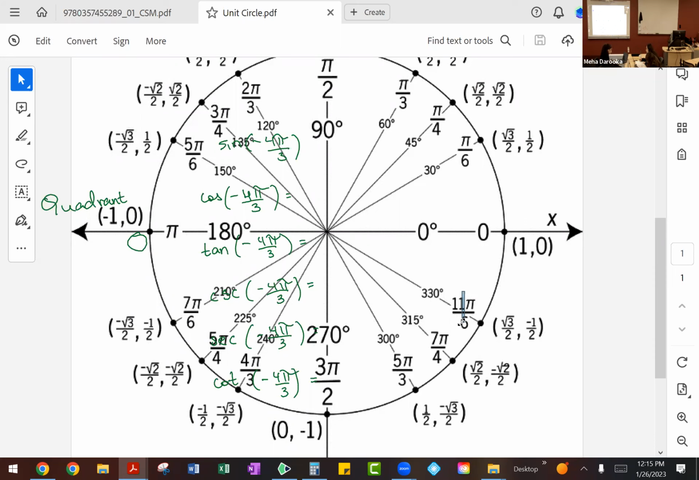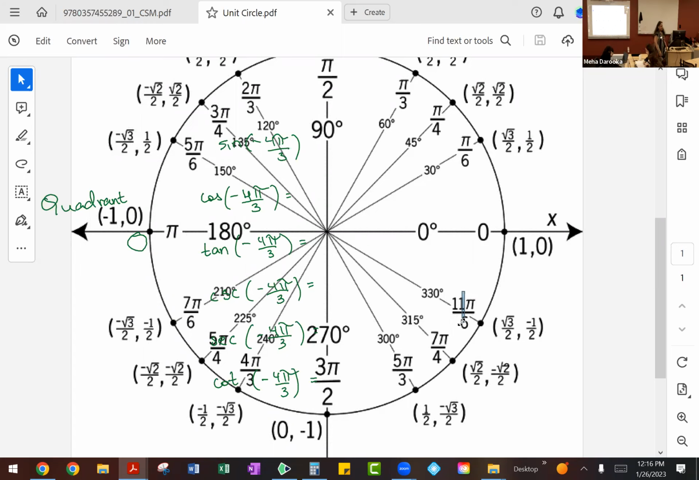Because what's your central angle? What's the measurement? 60, are you sure? Central angle is the angle that falls here. So for that -4π/3 with the vertical, what's your central angle? It's not 60.